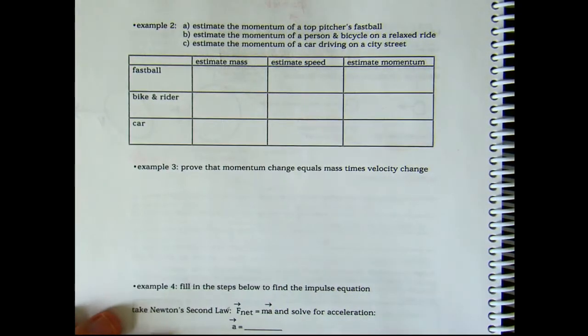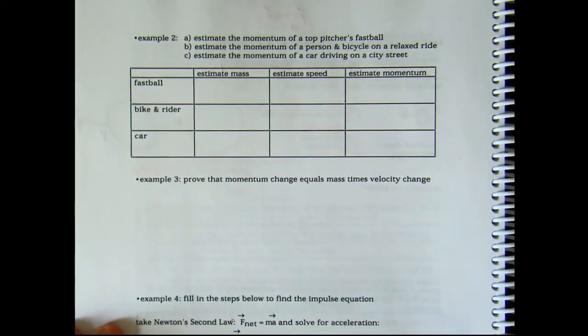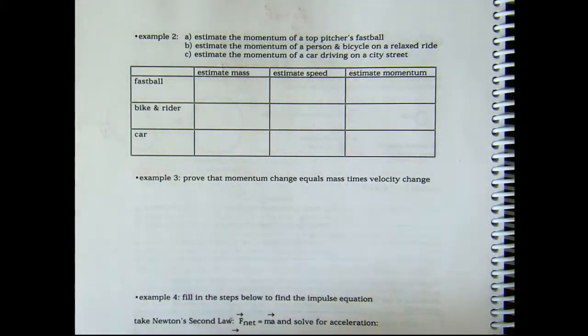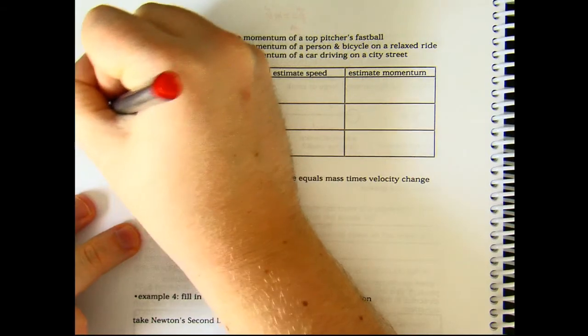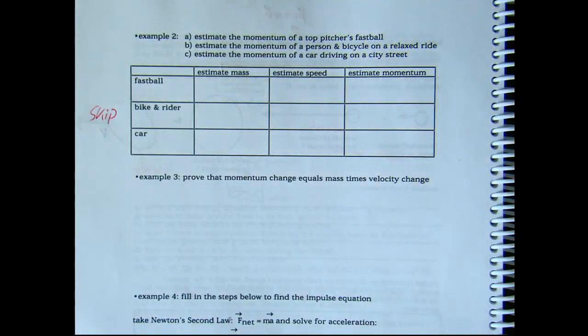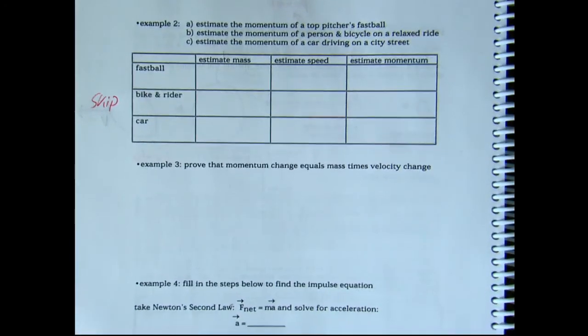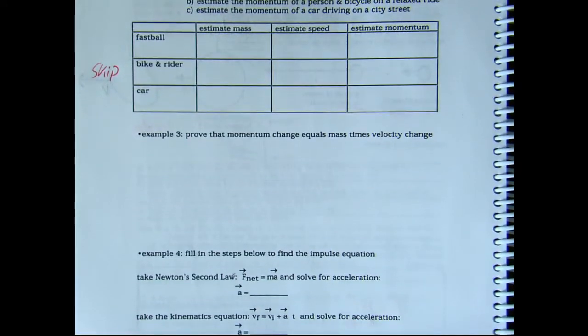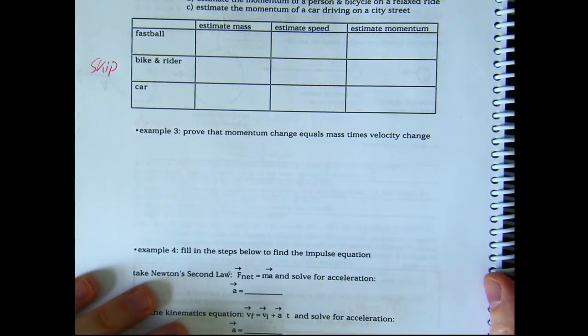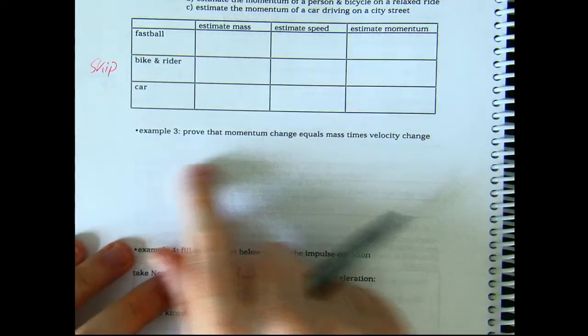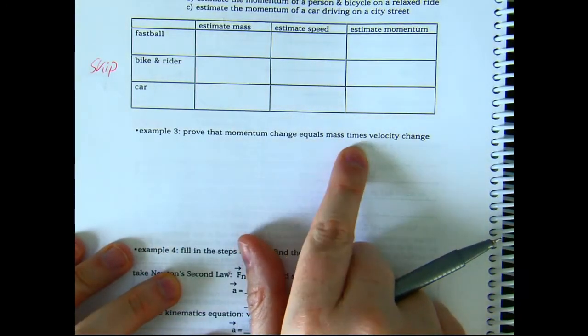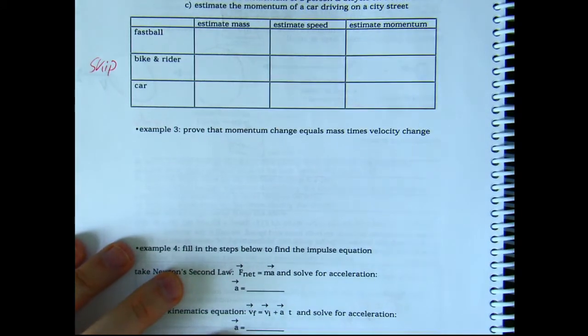We're going to skip example 2 here and go straight to example 3. We're not going to do example 3 here either. The concept, you know what? No, let's do it. So I want to prove that momentum change equals mass times velocity change.